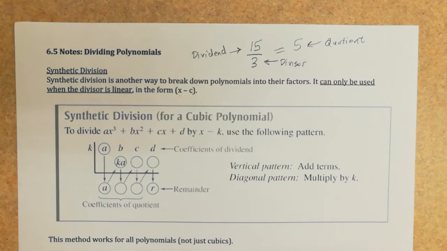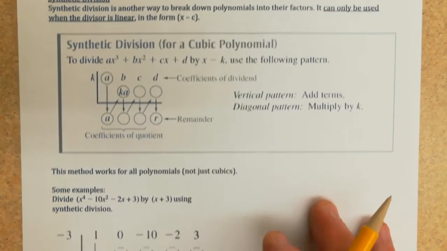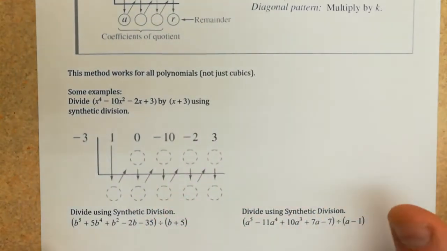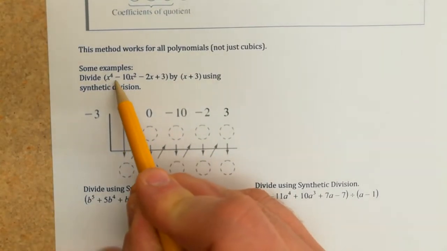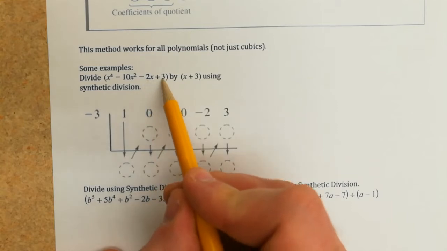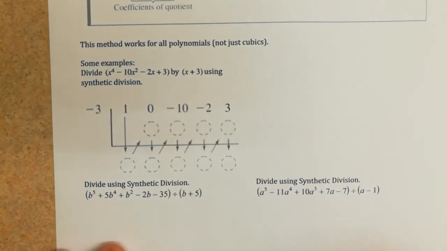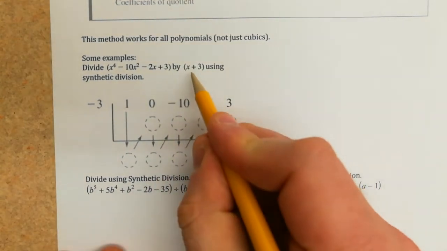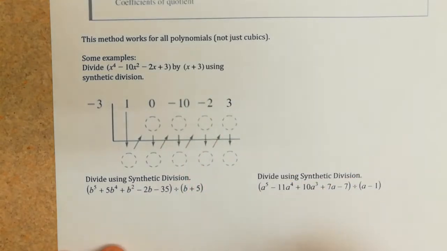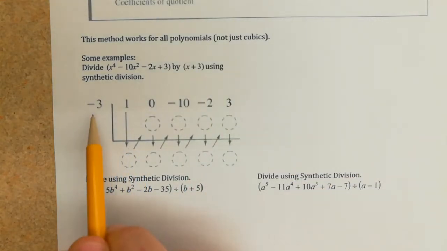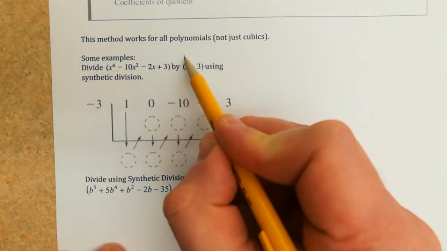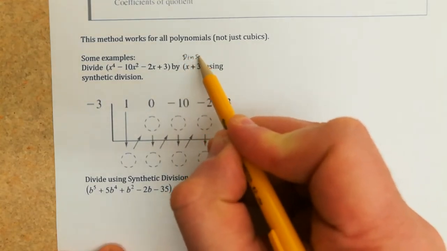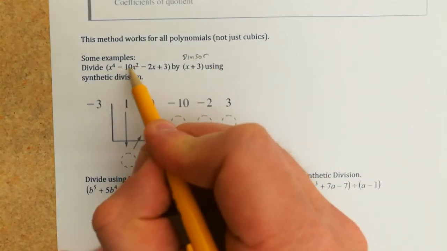Okay, so how this works, I'm going to kind of skip this box here and just jump into an example. You can look at that later. Here we have an example. We need to divide x to the fourth minus 10x squared minus 2x plus 3 by x plus 3. So we're going to break this down by dividing it by x plus 3. So what you do is, this is your divisor, this is your dividend.